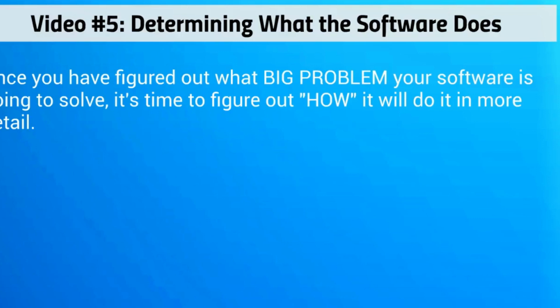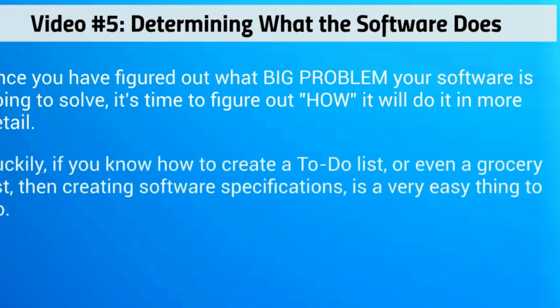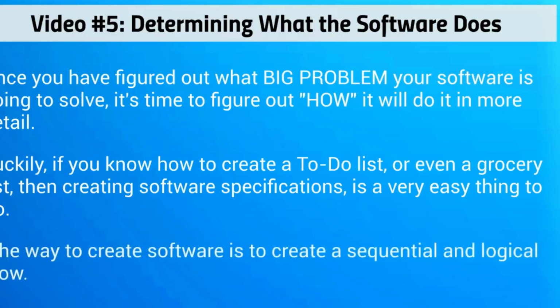So now we need to dig deeper and create what we call a to-do list. And if you've created grocery lists or to-do lists, then creating software specifications is actually very, very similar. It's a very easy thing to do once you have figured out what kind of problem it'll solve and how it will go about doing that. And that's what we're going to do in this particular video.